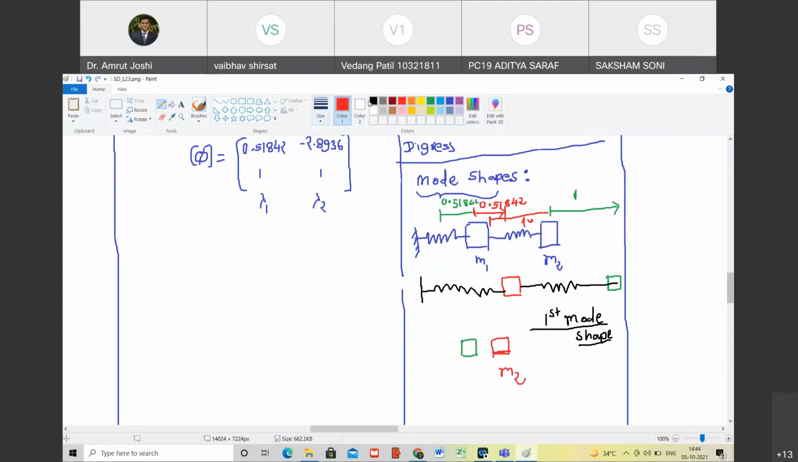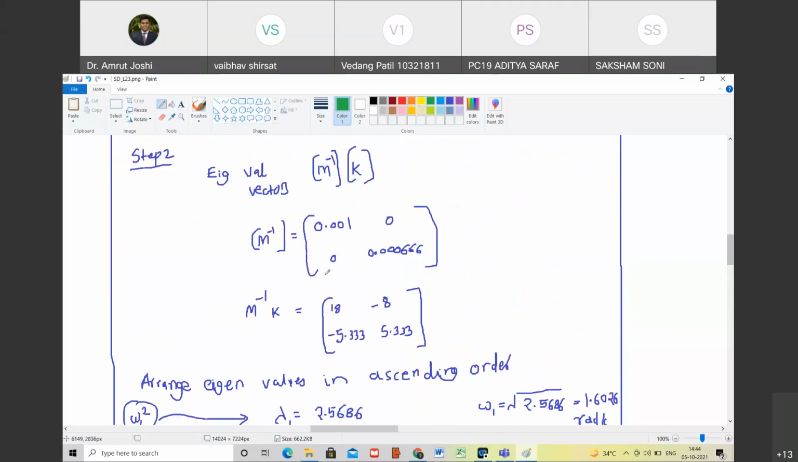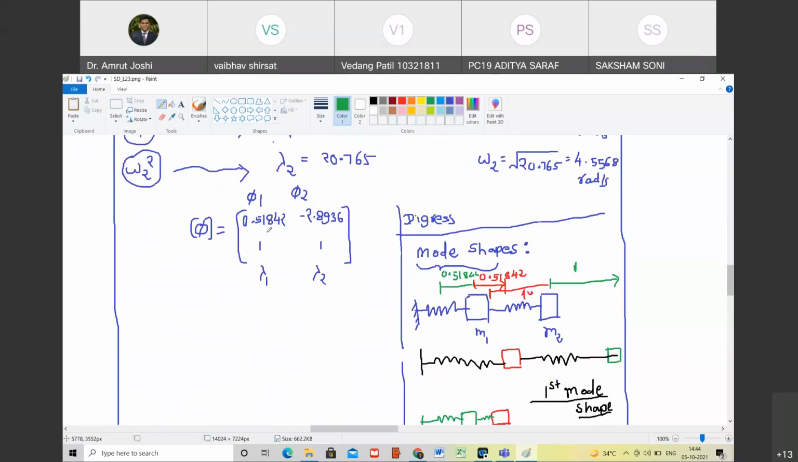This is also a first proportion, as long as this proportion is maintained. Are you with me? Yes, sir. So both the springs are compressed. As long as this proportion is maintained, anything that you get is the first mode shape. Happy? Yes, sir. अब सेकंड मोड शेप में देखो.